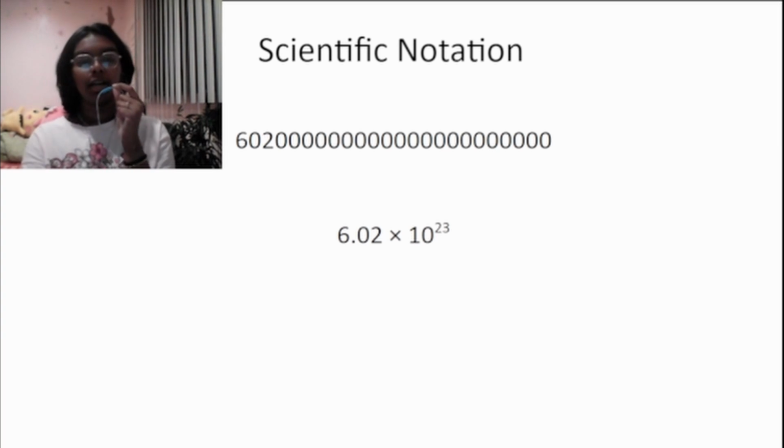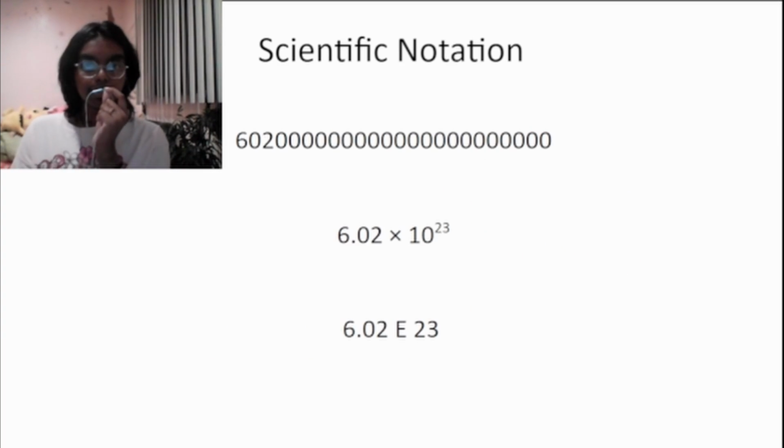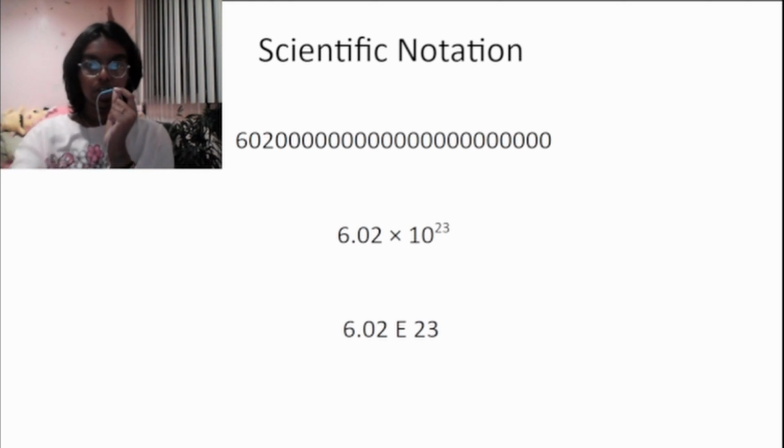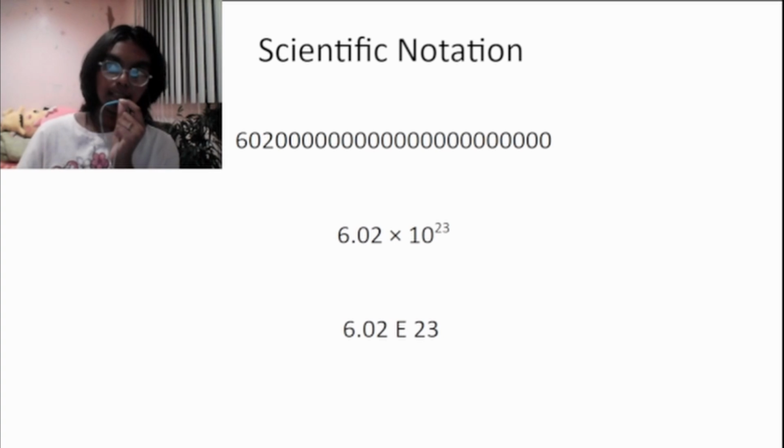I don't think there's a thing on how to do, yeah, there is a thing how to do scientific notation. Okay, so I'll just explain to you how to use scientific notation. So you have that huge number. I'm not going to read it out loud because actually I don't even know how to say that number.